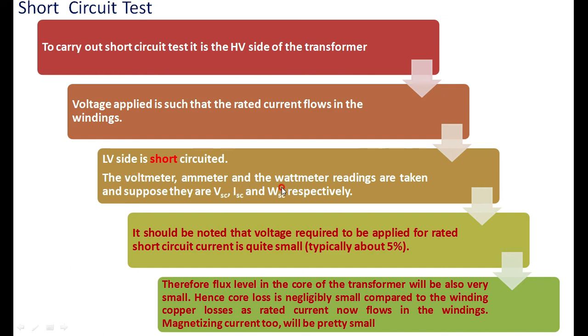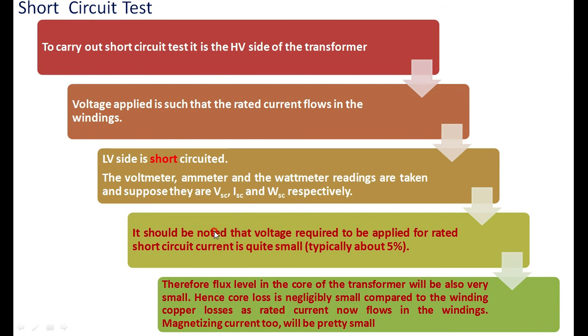The voltmeter, ammeter and wattmeter connected on the HV side read VSC, ISC and WSC respectively, where ISC is the rated current. You have to apply VSC such that ISC equal to the rated current flows in the transformer at that instant. What is the value of VSC and WSC?